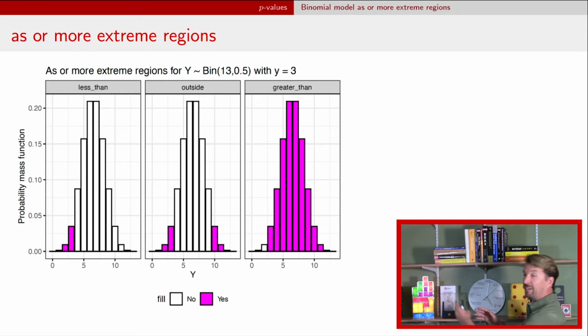Right? So you can see we have the area there that's 3 and less, but we also have this area up here that is 11, 12, 13, and it must be 14. One thing to note is that in this setup, in that as or more extreme region on both directions, those two areas on the right and on the left are equal. And so we're going to use that in a second when we go to do the calculations.